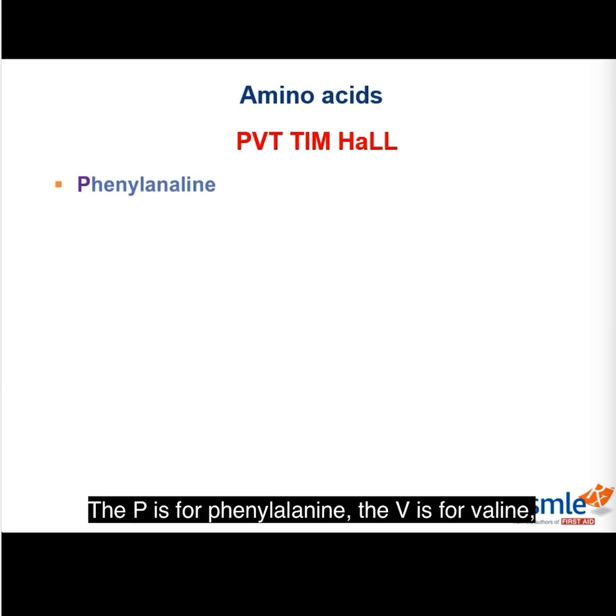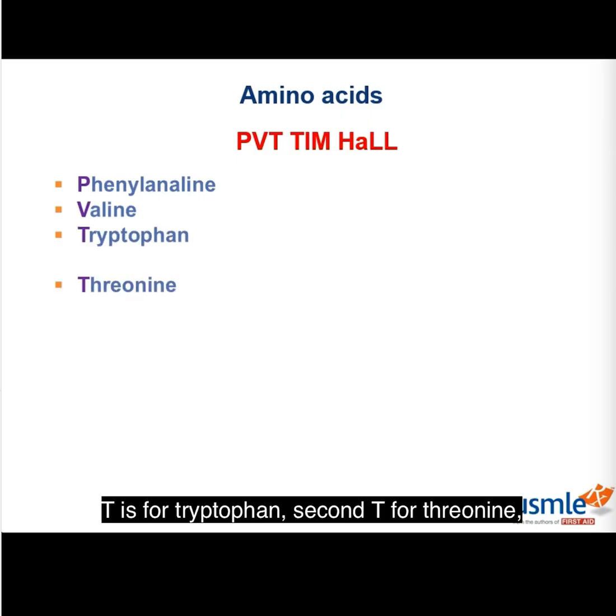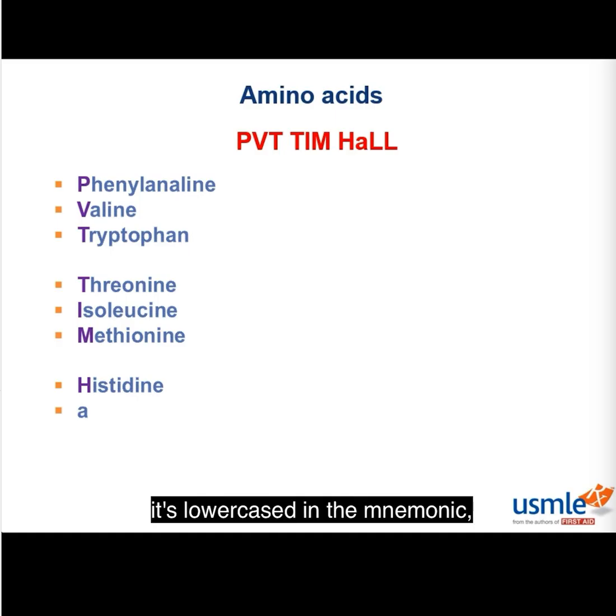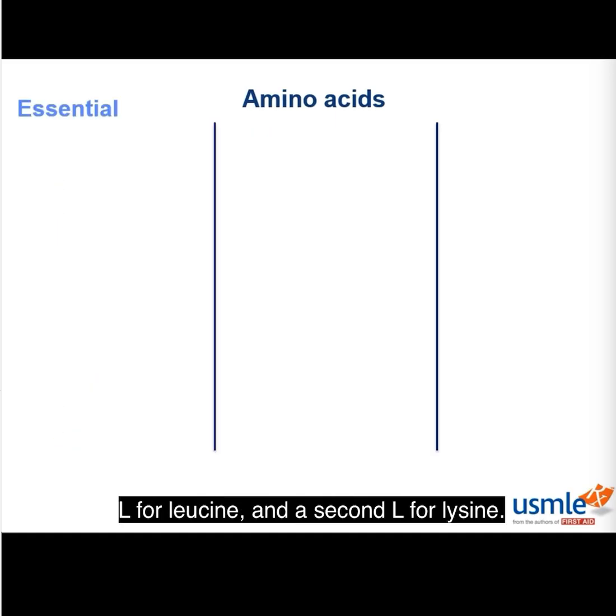The P is for phenylalanine, the V is for valine, T is for tryptophan, second T for threonine, I for isoleucine, M for methionine, H for histidine, A is for arginine, and that's why it's lowercase in the mnemonic, L for leucine, and a second L for lysine.